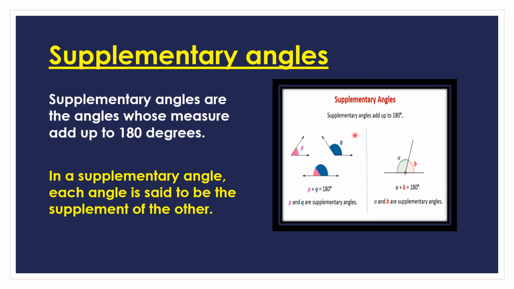On the other hand, if the sum adds up to 180 degrees, then the pair of angles are said to be supplementary. In supplementary angles, each angle is said to be the supplement of the other. So till now we have done two types of angles, complementary and supplementary. If the pair of angles add up to 90 degrees, they are said to be complementary angles, and if the pair of angles add up to 180 degrees, they are said to be supplementary angles.